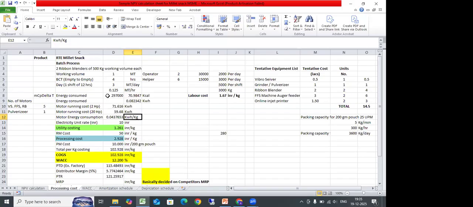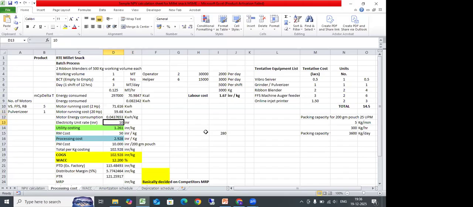Sorry, Akshay, what was 1.8 in D8? It is the specific heat I have considered. Yes, 1.8. This is the specific heat, Cp, of the millet powder or ragi powder. So here I get the per kg kilowatt hour.